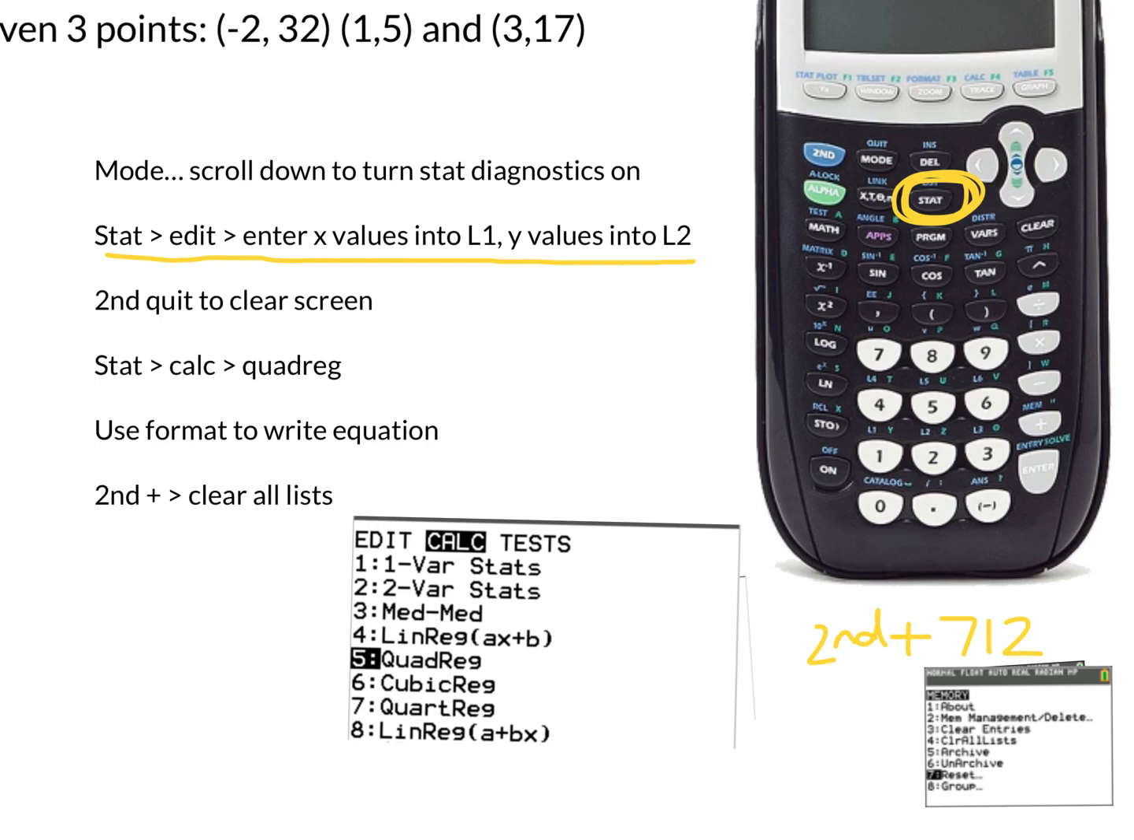All right, now we're going to hit second quit to clear the screen. So quit is right here above the mode button. If you hit second quit, that will take you out of that screen, but won't delete anything that you have in there. All right, now we're going to go to stat once again, and in the calculate menu, we're going to pick quadratic regression. So that same stat button.